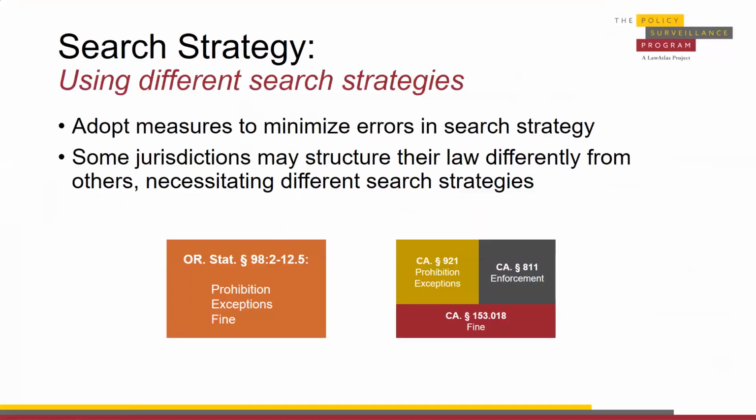Search strategy, using different search strategies. What we mean by this is acknowledging the fact that by using different search strategies, we adopt measures to minimize errors in our overall search strategy. Some jurisdictions may structure their law differently from others, necessitating different search strategies. In this example, as we see here, Oregon has all of their relevant laws in one section. However, California has their relevant laws in three different sections for the same area that Oregon has in one law. So we want to identify how these jurisdictions structure their laws differently, so that we're collecting all of the relevant laws throughout our search strategy.